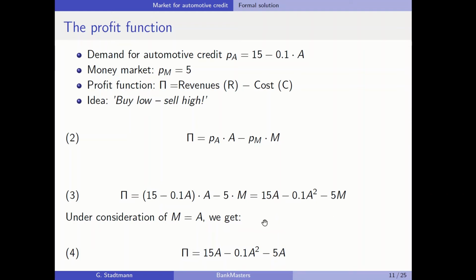Under consideration that the quantity which we are buying at the money market has to be sold at the automotive credit market, we get to equation 4. The profit is equal to the revenue part, which is given by this part, and then minus 5A, which stems from the money market and represents the costs.